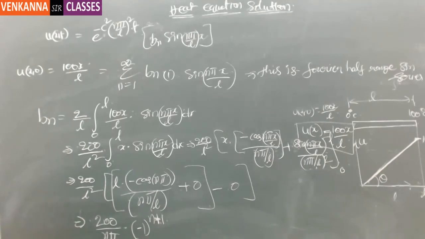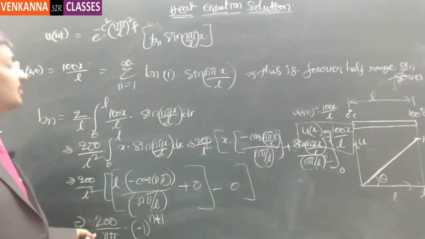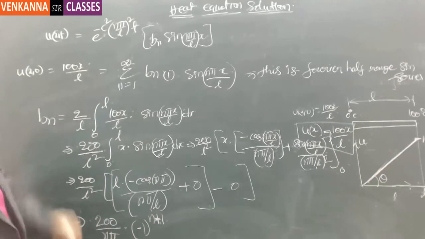Let me check the answer. Yeah, that's correct. Got it? So this is the Bn value. Once you get this Bn value, you can replace it in the original equation.